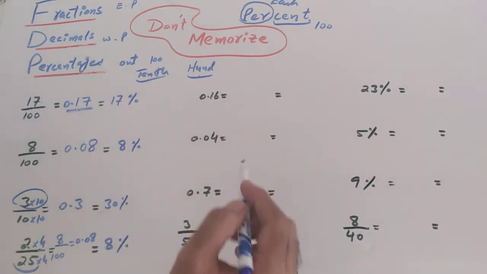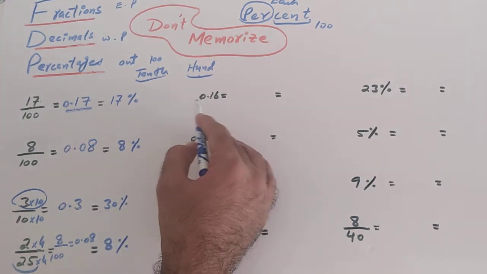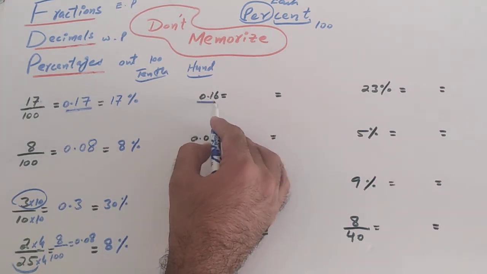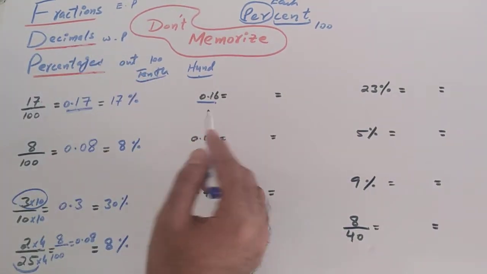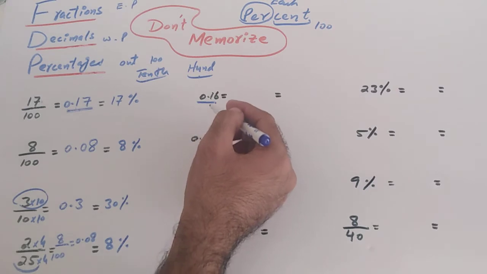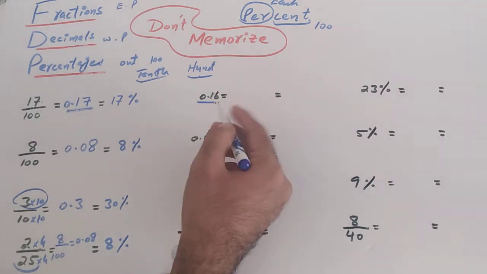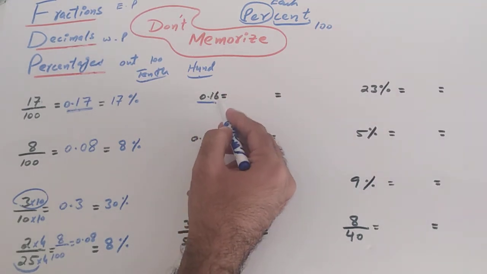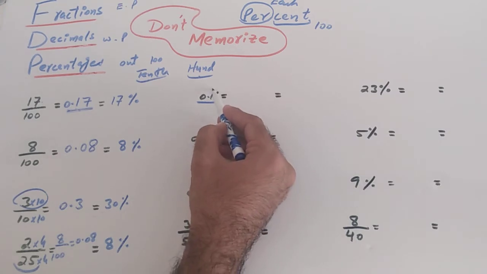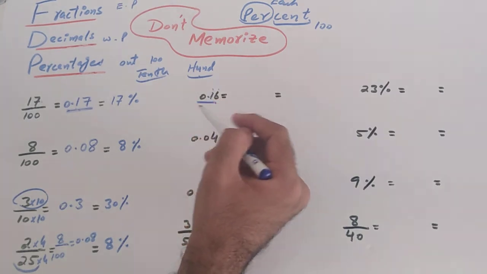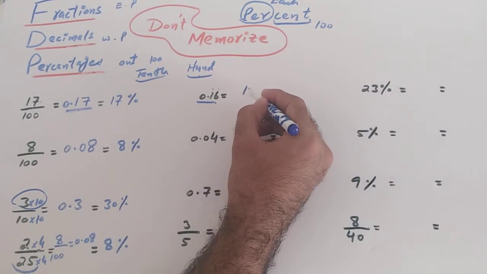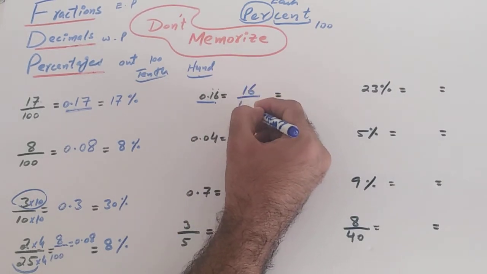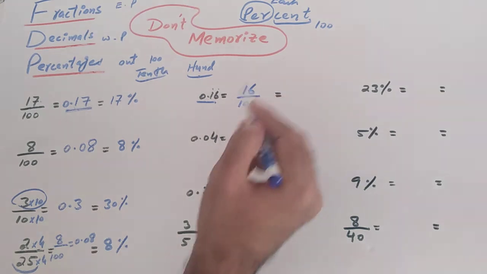Okay, let's move forward. We have some decimals this time, so we have to convert these decimals back to fractions and percentages. Converting to fractions first, it says 0.16. You can see that this is the tenths place and this is the hundredths place, so everything ends at the hundredths place. So it will be 16 out of 100.